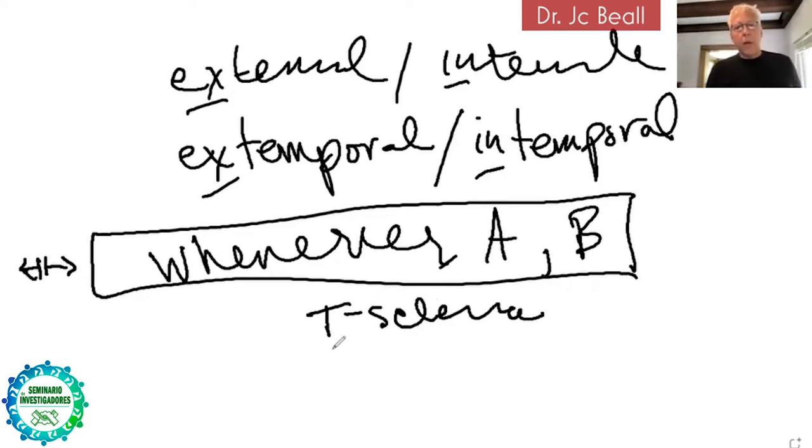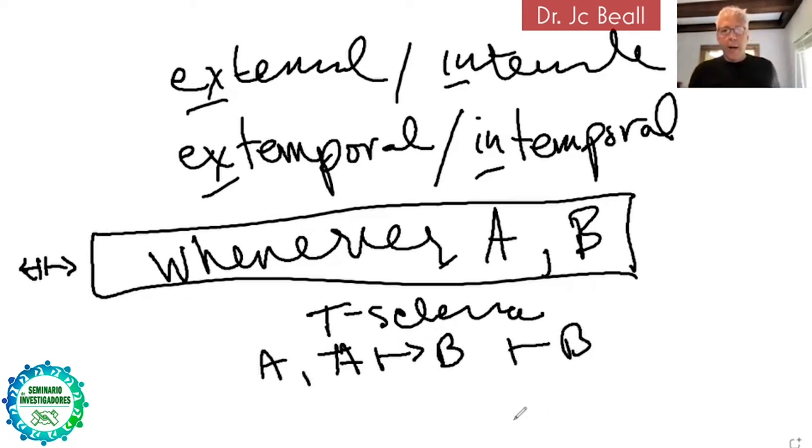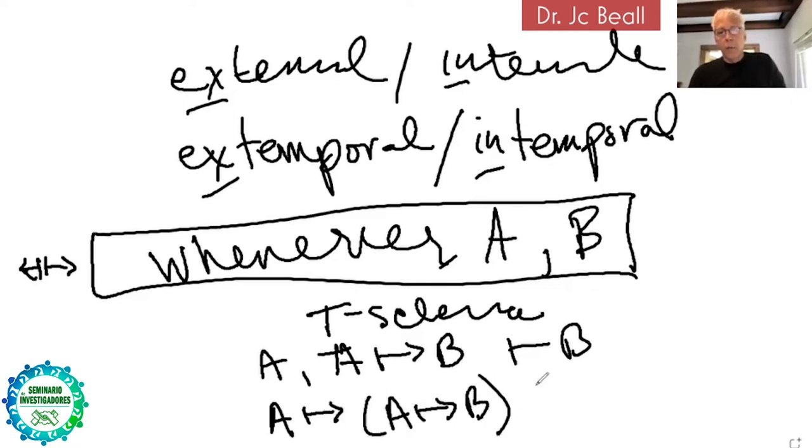You get the T schema, you get modus ponens, because suppose whenever A is true, B is true, and A is true, well, you should get that B is true there. So if you're at a time where A is true, and it's true at that time that whenever A is true, B is true, then B ought to be true at that time. And finally, you're going to get contraction on any standard way of doing the whenever connective.